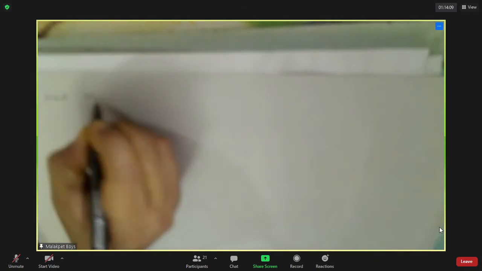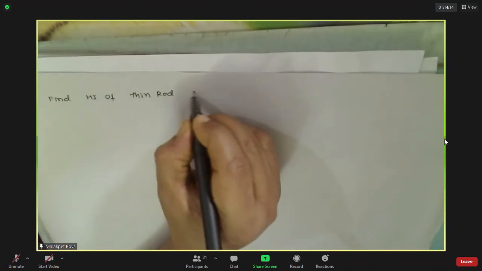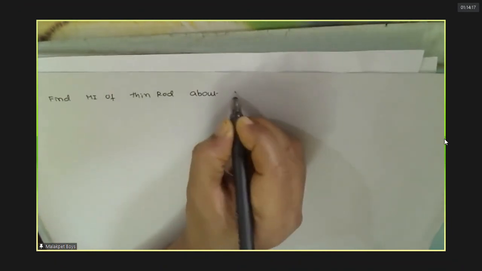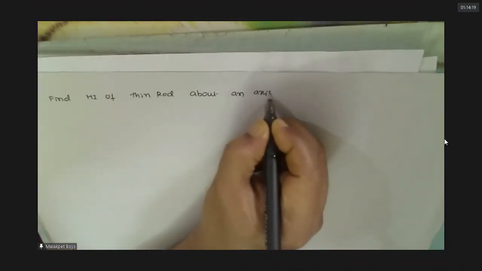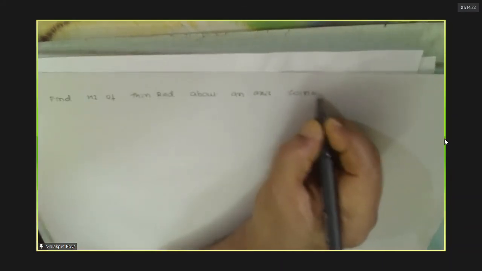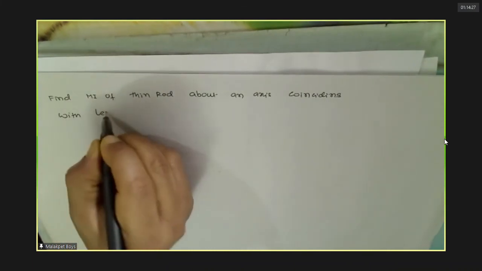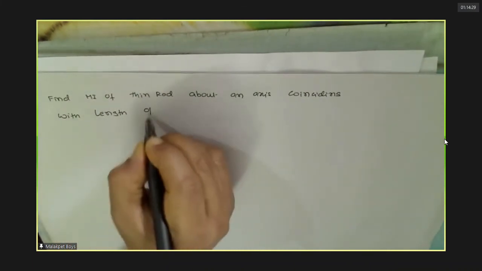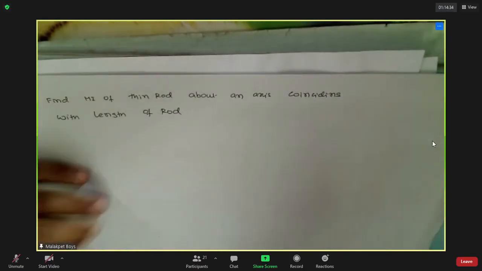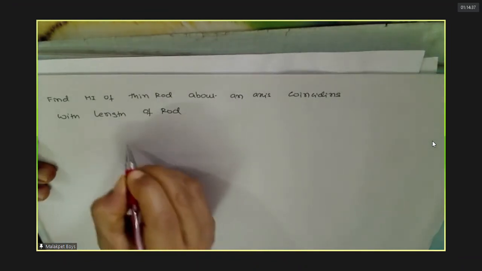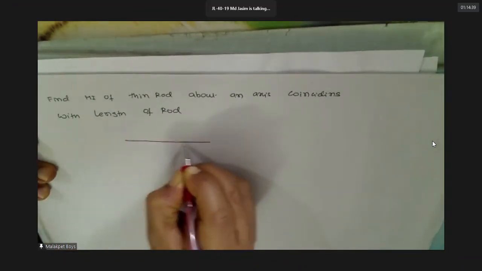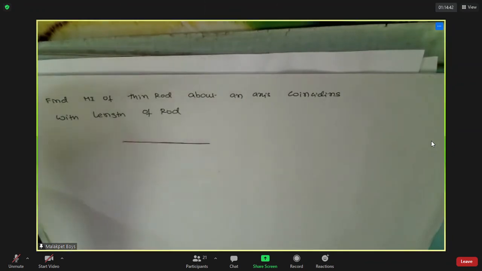Find moment of inertia of a thin rod about an axis coinciding with its length. Understood this? What is it asking? The axis passes through the rod, along the length of the rod.